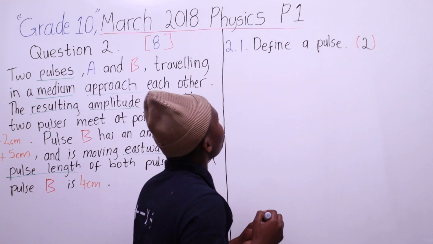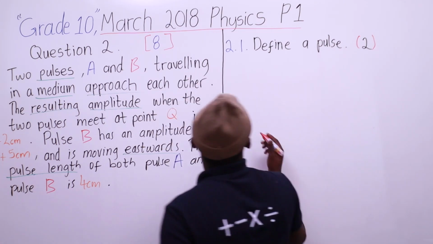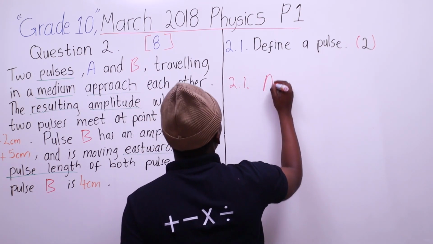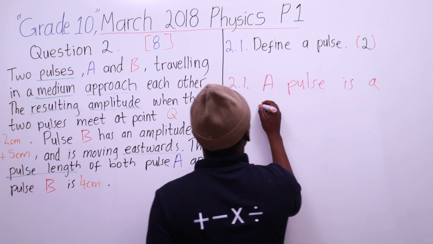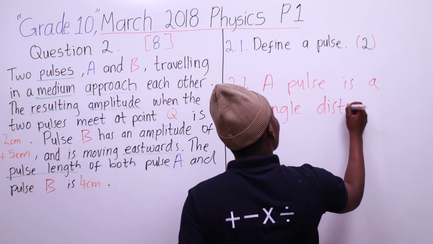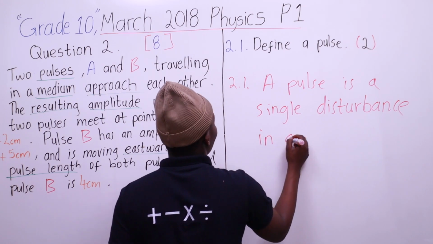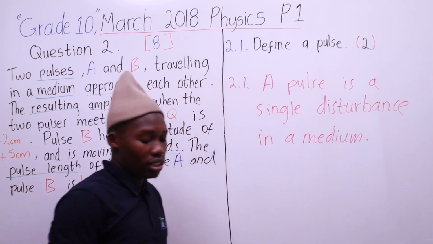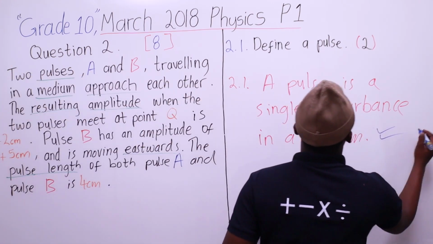Define. So define a pulse. When you are asked to define a pulse, what will you say? Okay, for 2.1: a pulse is a single disturbance in a medium. Okay, and then you're done. 2 marks for defining a pulse.